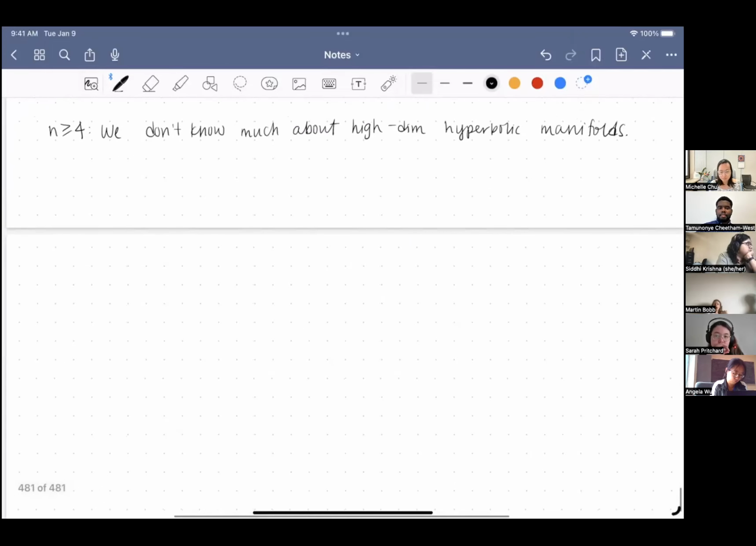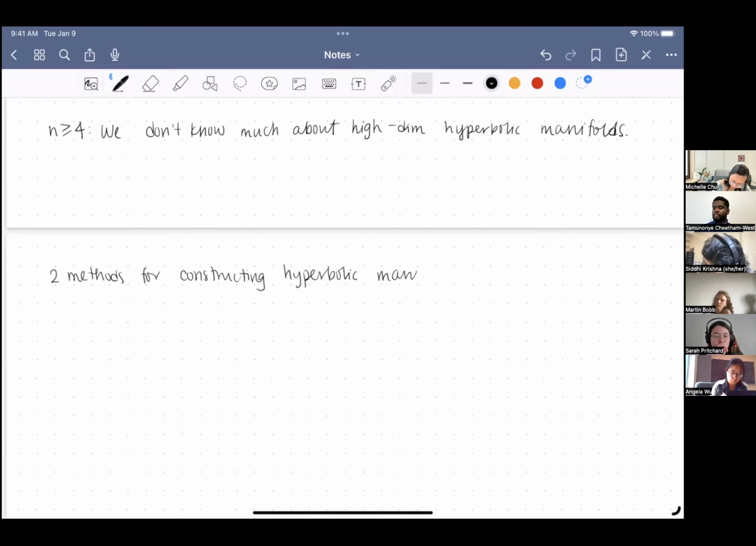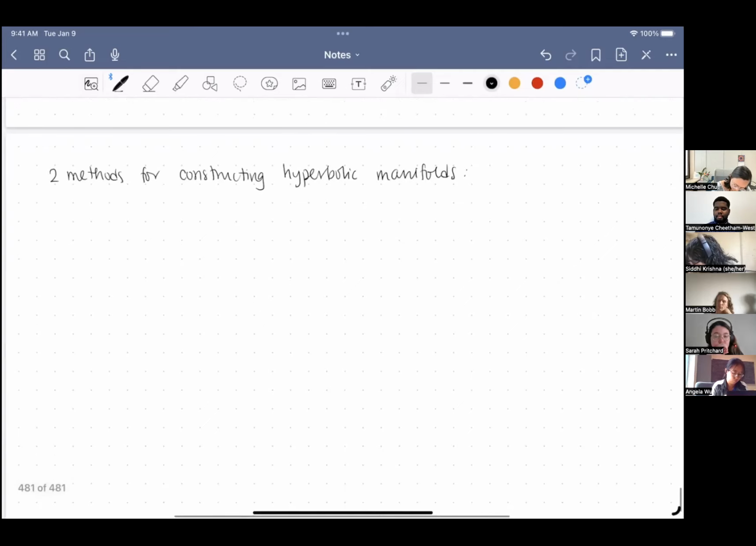Since we don't know very much about them, well, what do we know? We have a few methods that we know of how to construct them, but we don't even know how to construct all of them. But let me just tell you about a few ways to construct them. So 2 methods for constructing hyperbolic manifolds. Okay, so the first one, method 1, is through tiling by Coxeter polytopes.